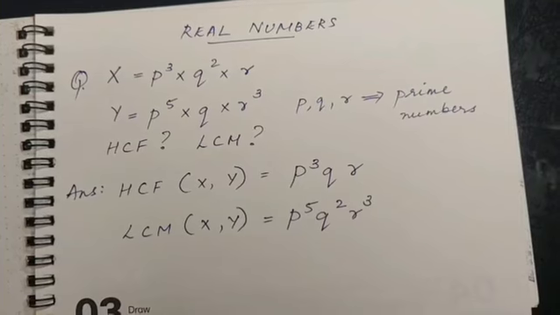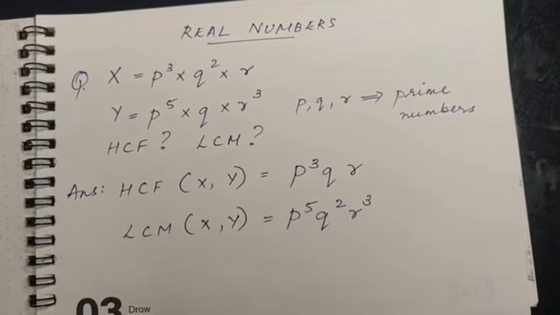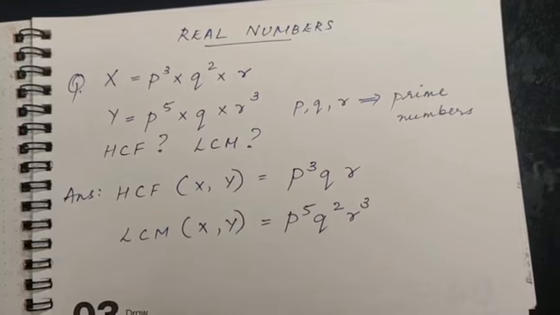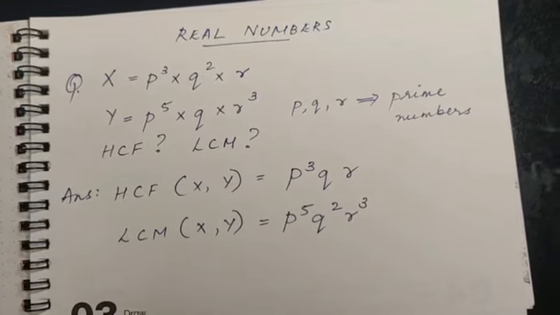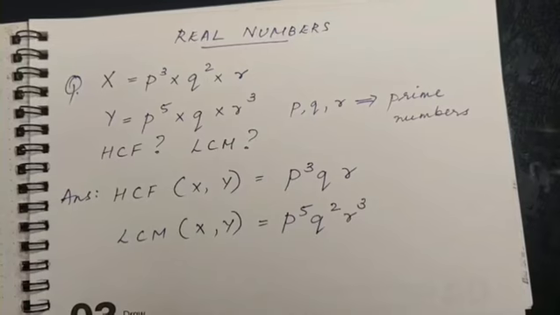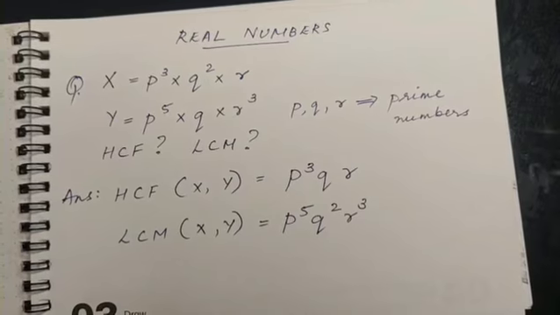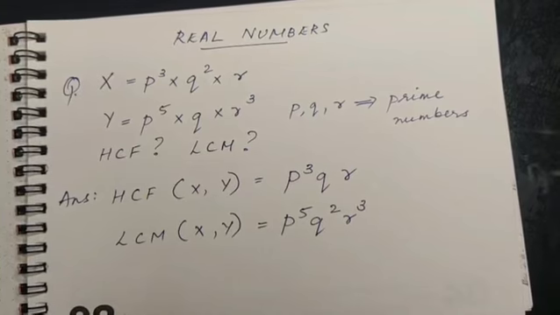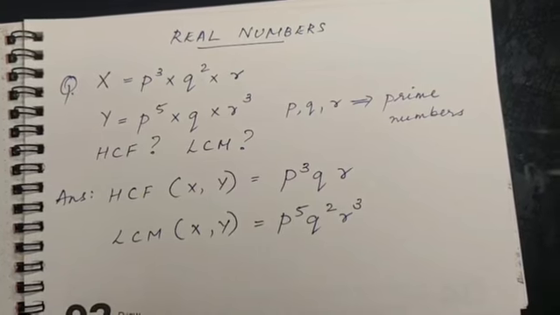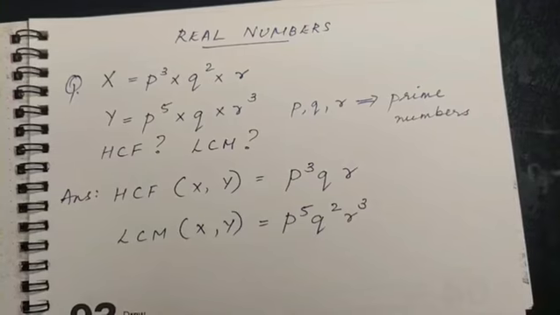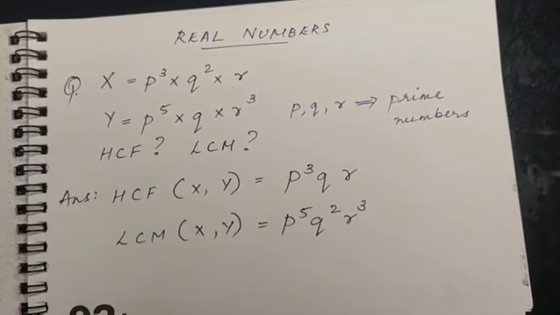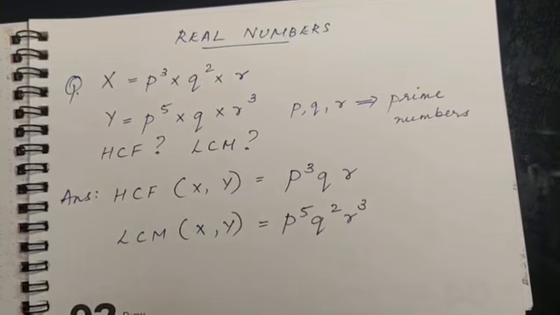Now moving to the LCM, LCM of x and y, you'll first check the common factor that is having the highest power. So that will be, among p, p raised to 5, among q, that is q raised to 2, and among r, it is r raised to 3. So you got the HCF and the LCM of the given numbers, that is x and y.